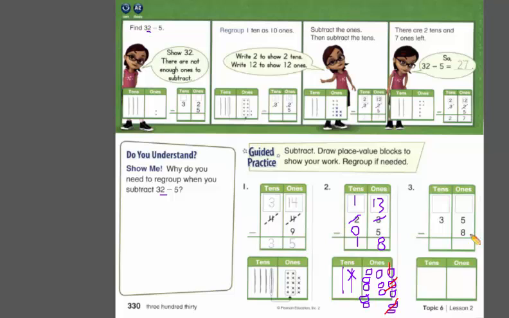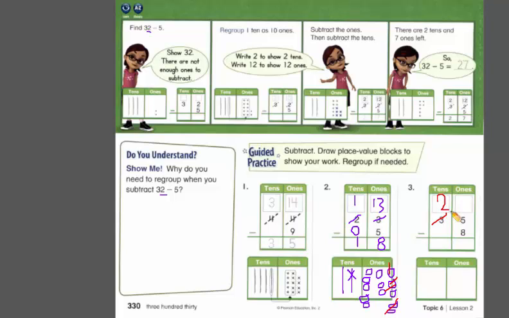One more time. 35 minus 8. Can I subtract 8 from 5? No, I don't have enough ones in 5. 8 is greater than 5. So how will I subtract it from 5? I can't. So what you will do is regroup 1 ten. I had 3 tens, take 1. So now I have 2 in the tens.